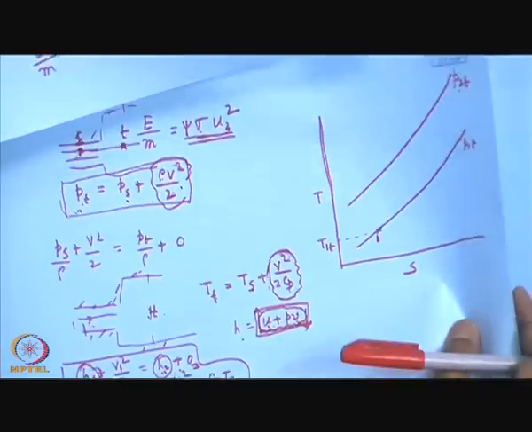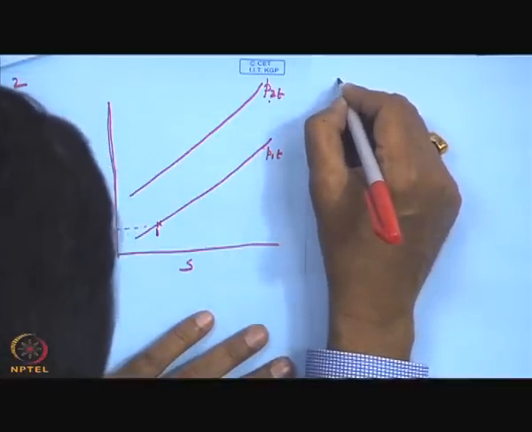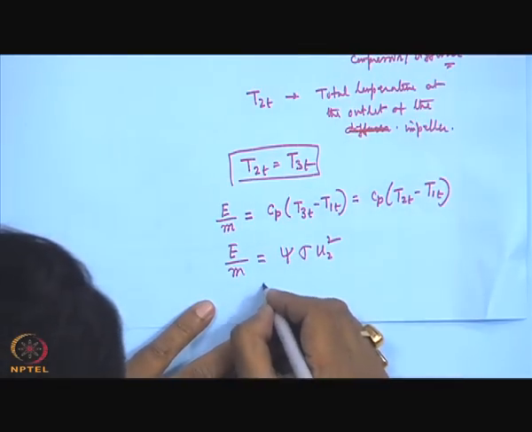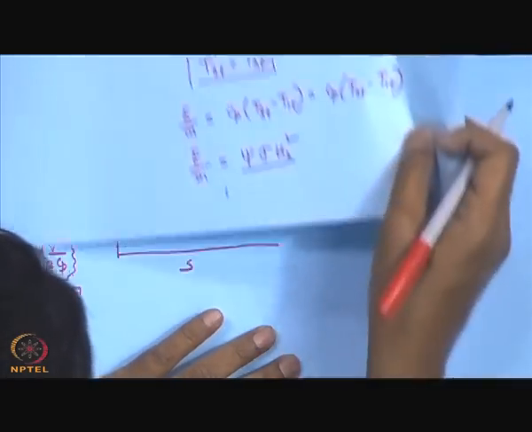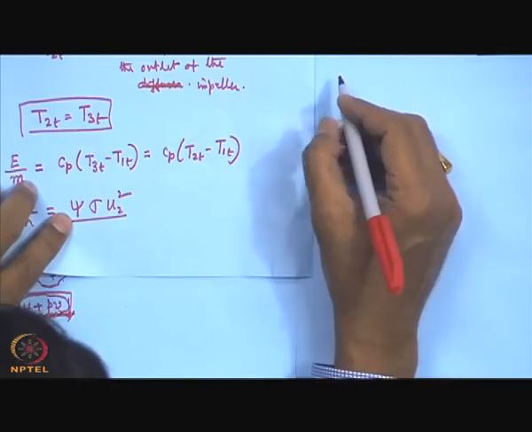We will come to this afterwards. I will do something else here. Before that, I will do something here that we ultimately get. E by M is what? Again, E by M is this. Then we can write from this, Cp.